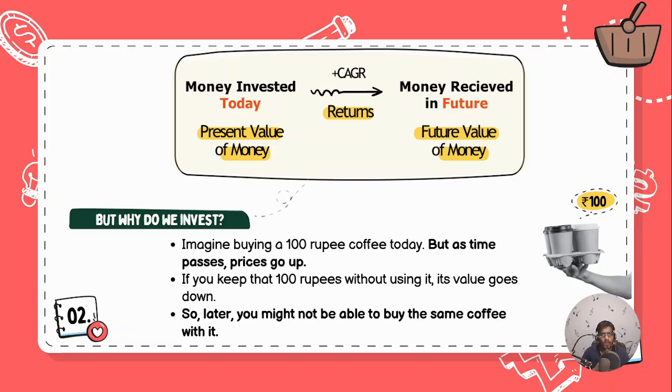So why do we need to invest? In order to grow our money, because the value of money keeps on decreasing as the years pass. When I say the value of money, 100 rupees is 100 rupees only, but the purchasing power of that 100 rupees goes down. This is the concept.